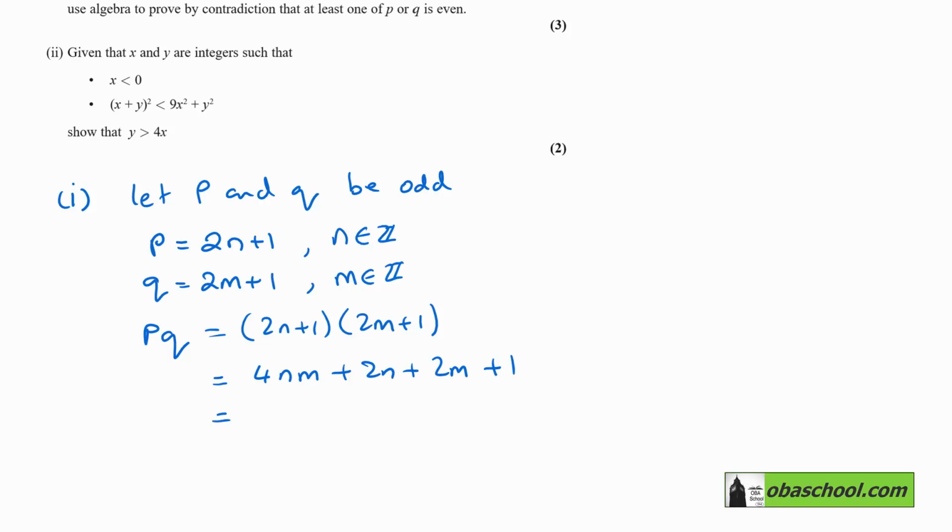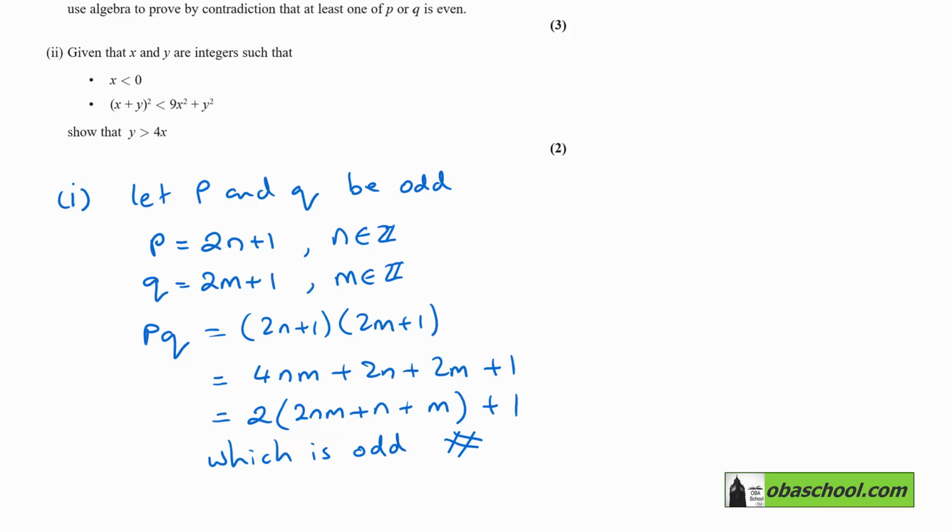which we can write as 2(2nm plus n plus m) plus 1, which is odd. And there is our contradiction. So for pq to be even, one or both of p and q needs to be even.